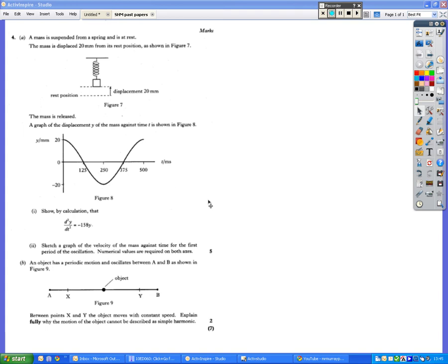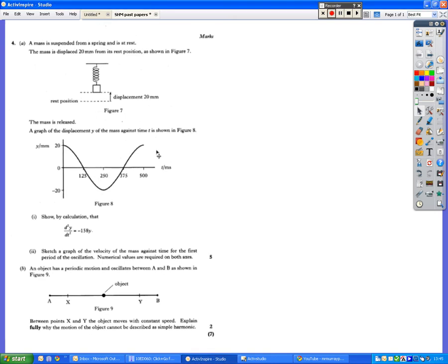So, mass suspended from a spring and at rest. This is a 2001 paper, question 4. The mass is displaced by 20 millimeters from its rest position as shown. The mass is released and you can see a little graph of displacement against time. So it's a cosine graph. That's the most obvious thing about it.